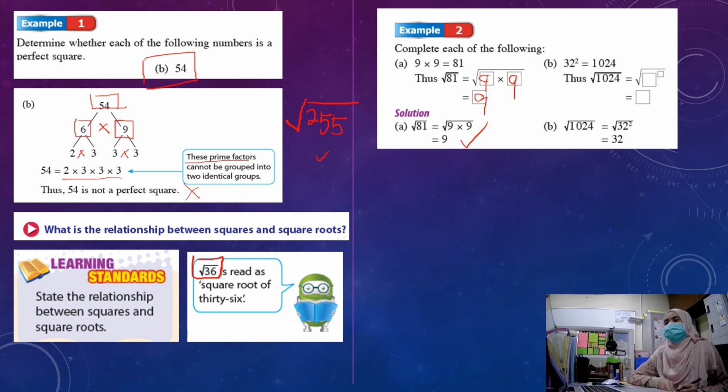Next, B. 32 squared equals 1024. Thus, square root of 1024 equals square root of 32 squared, which is 32.